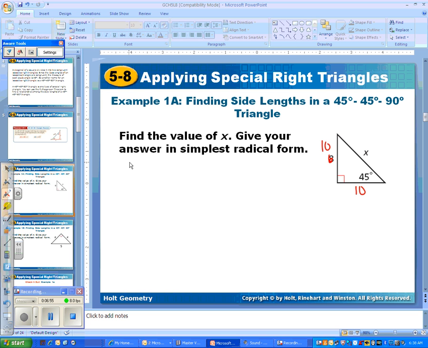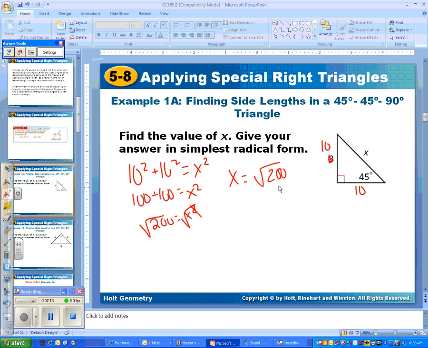Again, you can always do Pythagorean theorem. There is nothing wrong with doing Pythagorean theorem. 10 squared is 100, plus 100 equals x squared. We have now 200 equals x squared, and then we have to take the radical. So now you have to simplify radical 200, and you know that's 2 times 100, and 100 is 10 times 10. There's a pair, they go out together. There's the loner, it stays in.